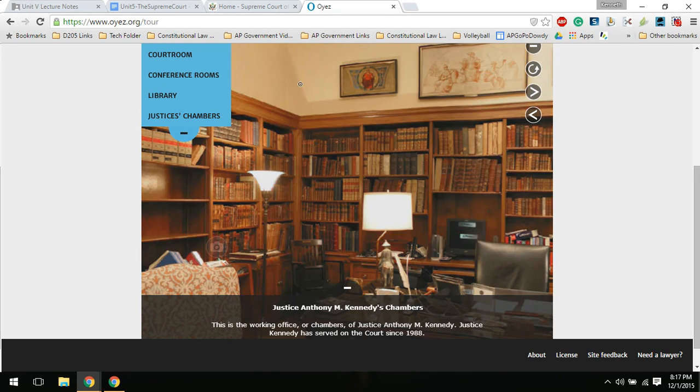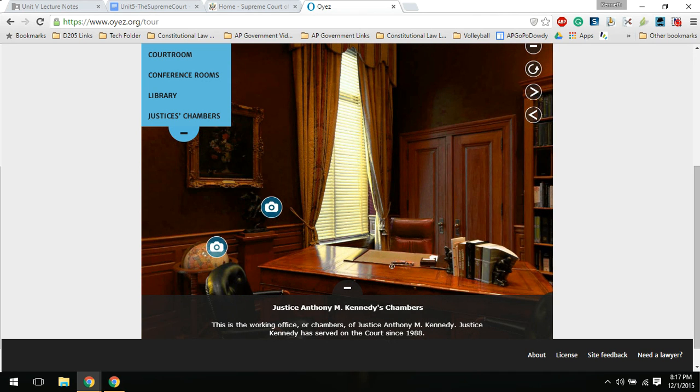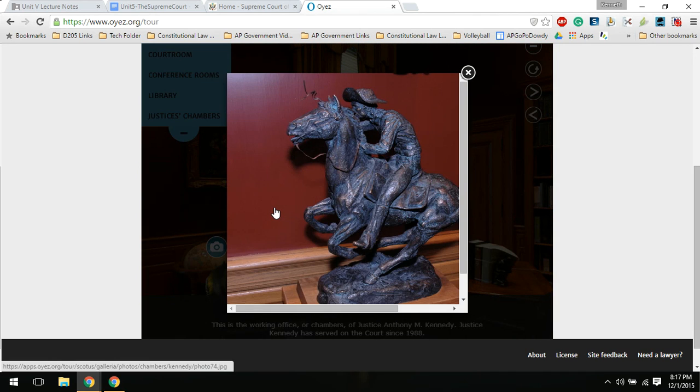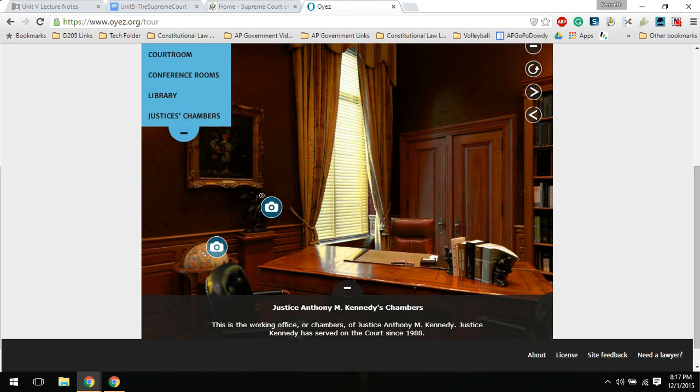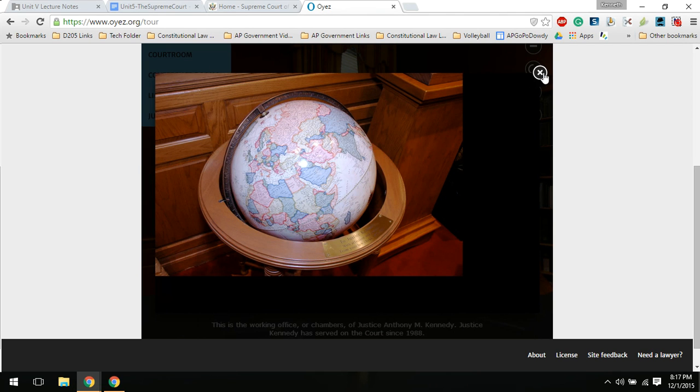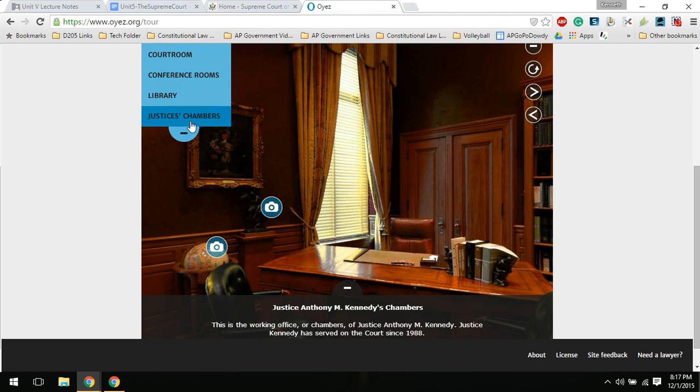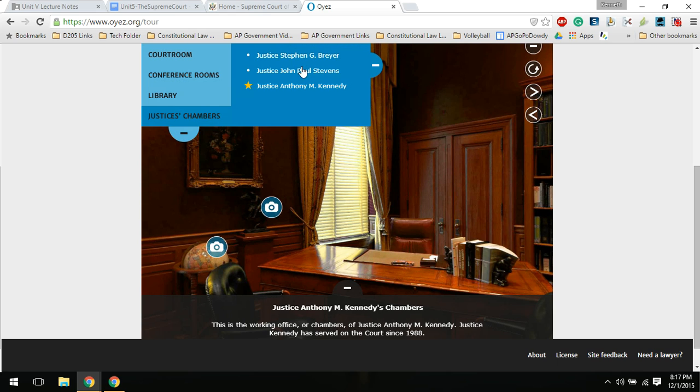Let's look at our VIP, Kennedy. Oh, now there's a chamber. What do we got here? What is he doing, kissing the horse? Looks like he's kissing the horse. That's a little creepy. Let's see what's going on in Kennedy's chamber. A globe. What a boring chamber. My classroom would make a pretty good chamber. There's a lot going on there.